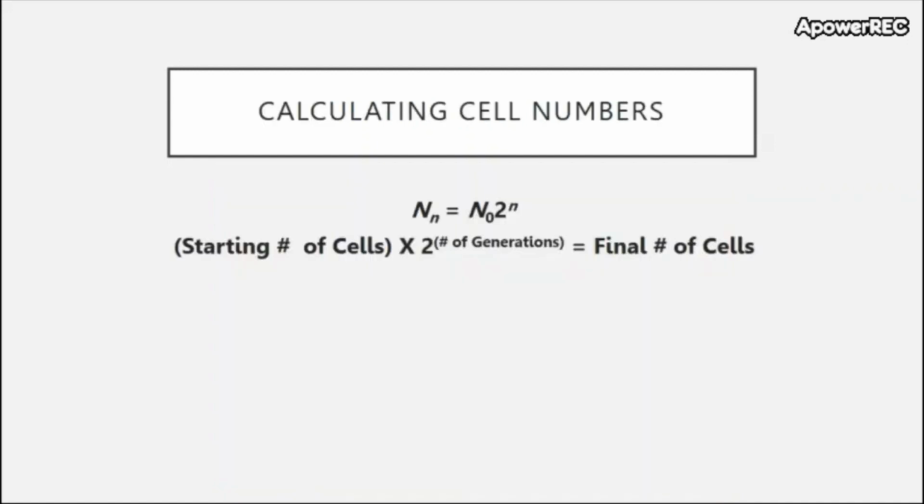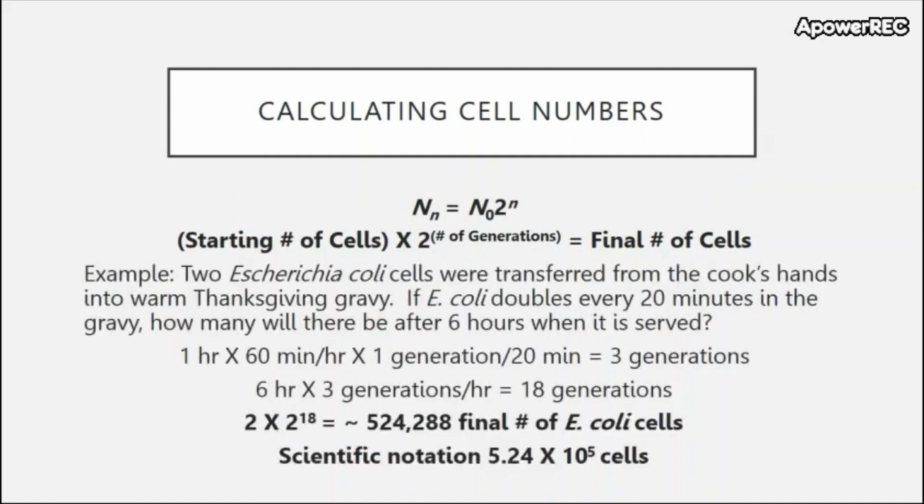So let's see how that plays out. Let's provide an example here. Here's the example. You have 2 E. coli cells that were transferred from the cook's hands into warm Thanksgiving gravy.